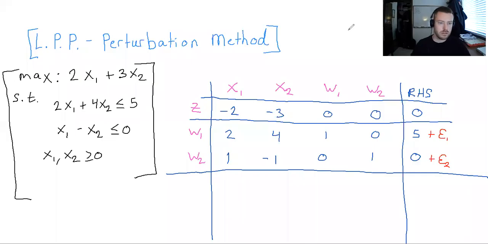Okay, so this is going to go over what's called the perturbation method for linear programming. If you watched the last video on degeneracy, basically what we're talking about is, let's just say you have an optimization problem here. So you have your objective function, which is like 2x1 plus 3x2, and then you have a bunch of constraints here, right?